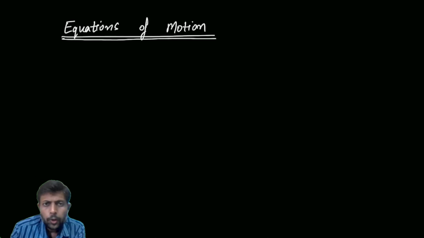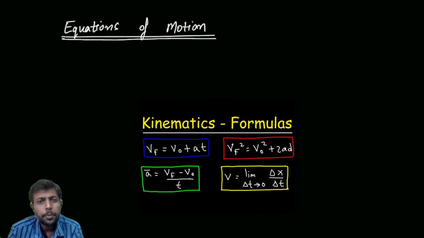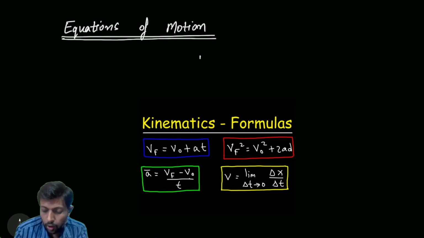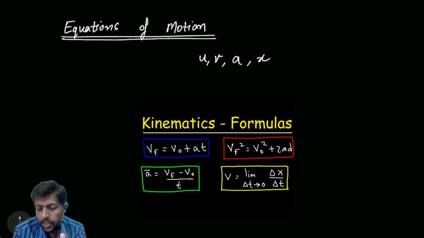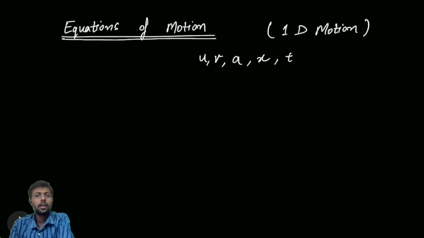So now we are going to look into equations of motion. Now these are a set of equations which help us predict initial velocity, final velocity, what is the acceleration, what is the displacement or the distance covered, in how much time is the object covering a distance for one-dimensional motion. And we are going to start with one-dimensional motion with constant acceleration.